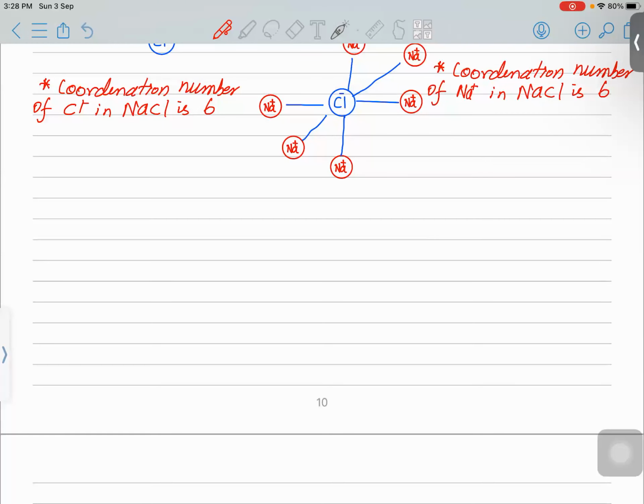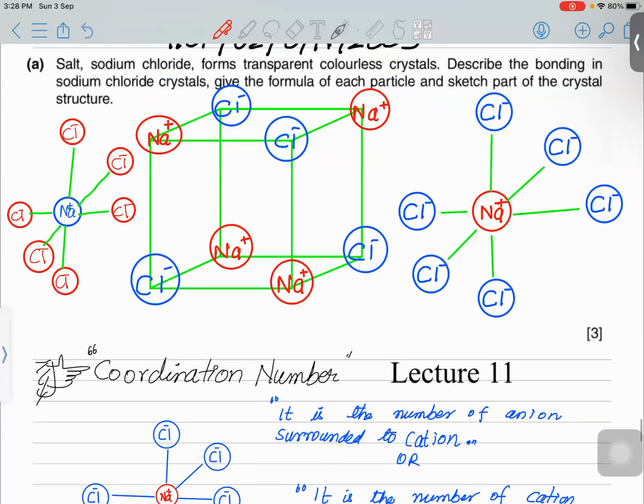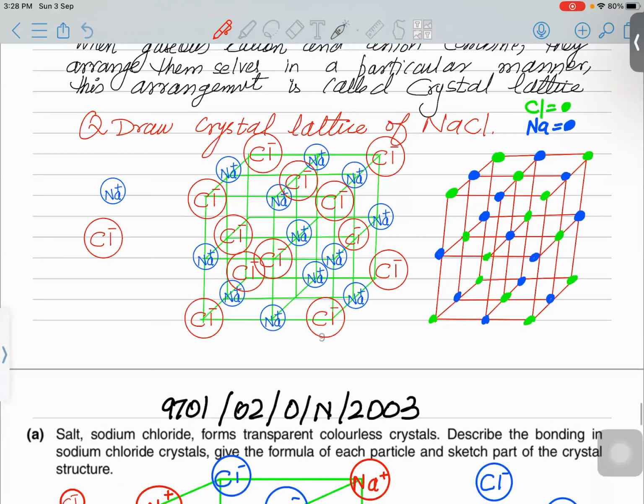So this is coordination number. Now you can see in this lattice, this is sodium, and this sodium is surrounded by 6. 1, 2, 3, 4, 5, 6. So the coordination number of this sodium is 6. It is surrounded by 6 chlorine atoms. Similarly, chlorine is surrounded by 6 sodium atoms.